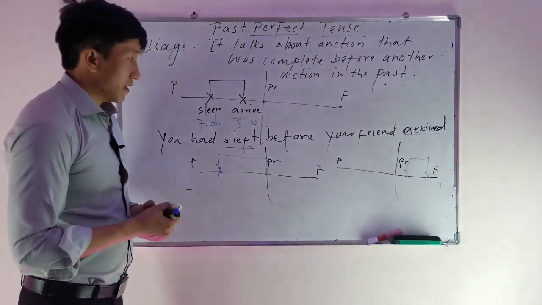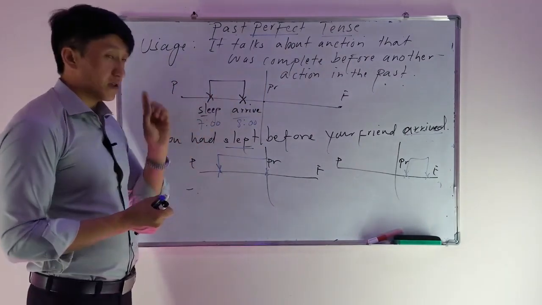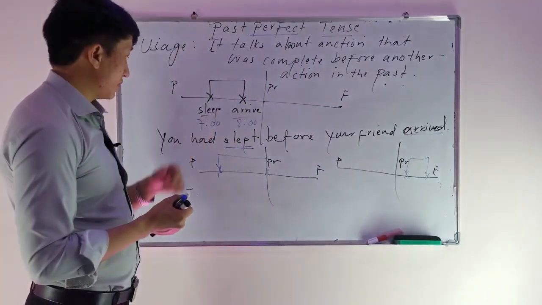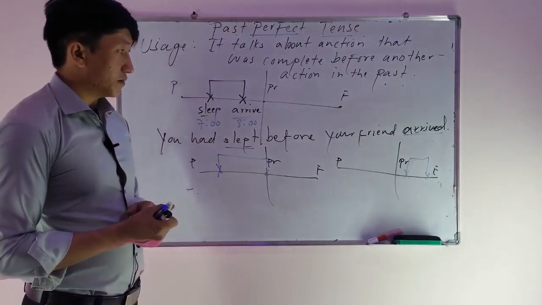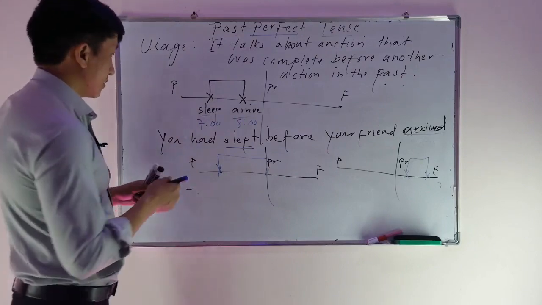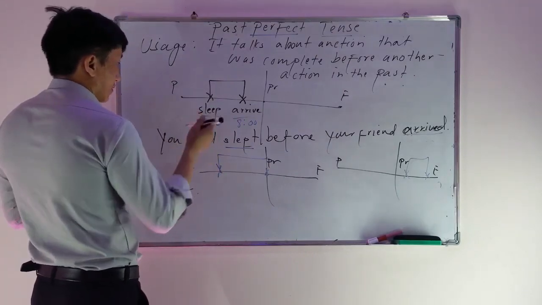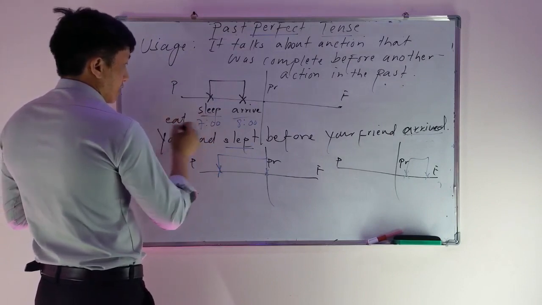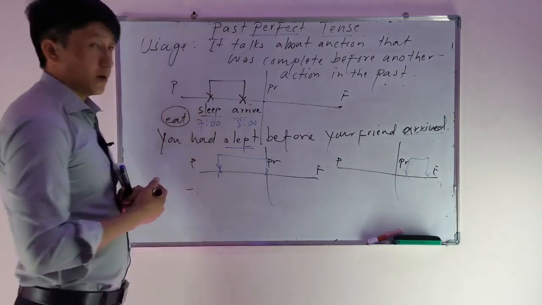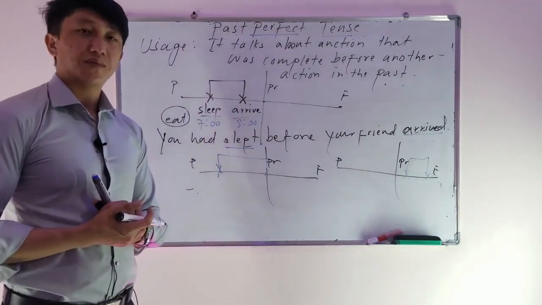But if an action is started in the past and completed before another action in the past, we have to use past perfect tense. For example, you had slept before your friend arrived. Or, for example, let's say started eating and arriving. So you started eating in the past. When I arrived, when I came, you finished eating.